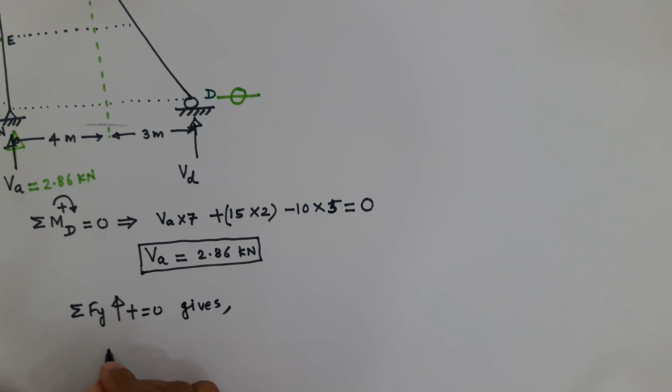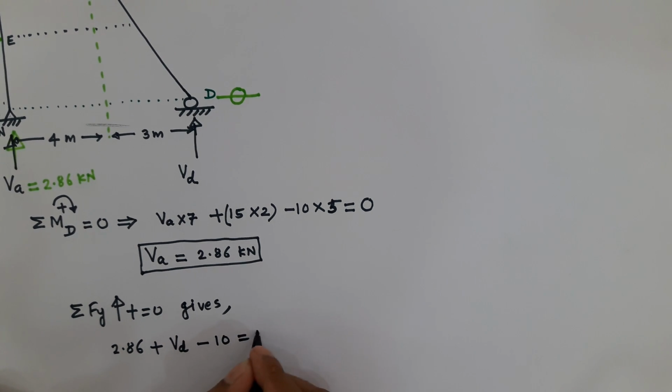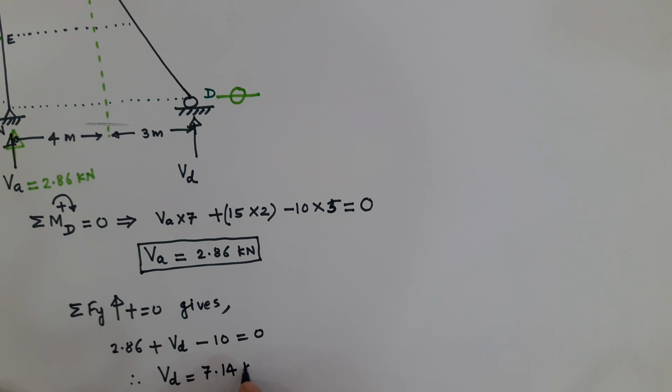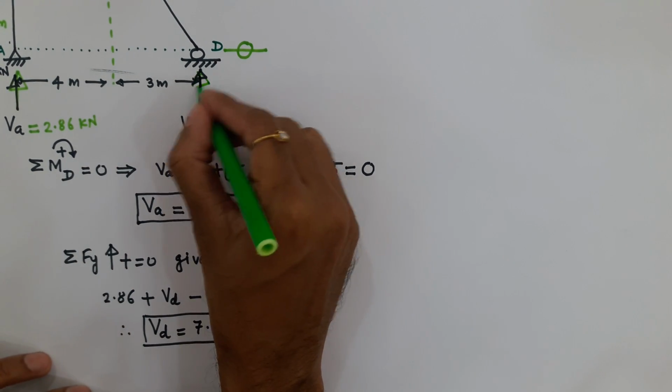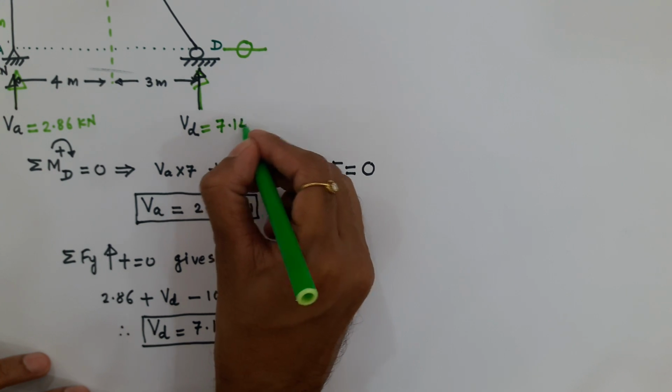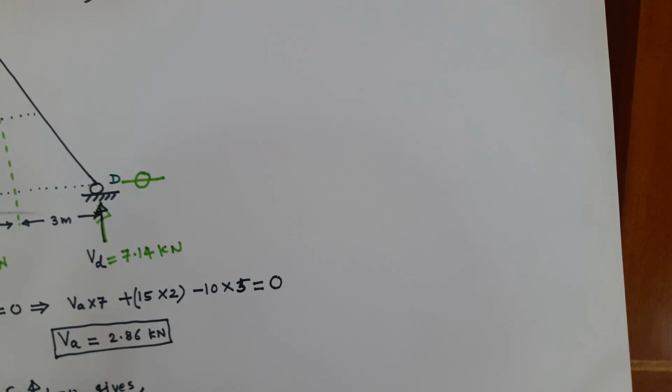It gives me 2.86 plus VD minus 10 equal to 0. Therefore, VD equal to 10 minus 2.86, that is 7.14 kilonewton. Again you have to see here that VD initially assumed upwards, answer came out to be positive, that means my assumption is correct. So reaction VD is 7.14 kilonewton. So we are done with calculating all basic reactions.